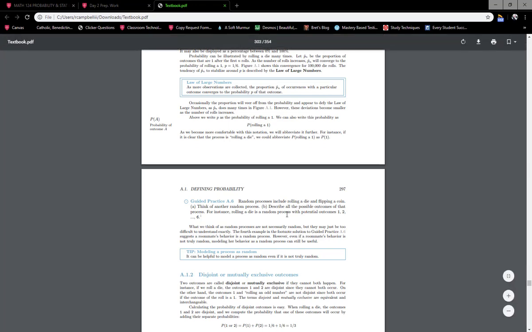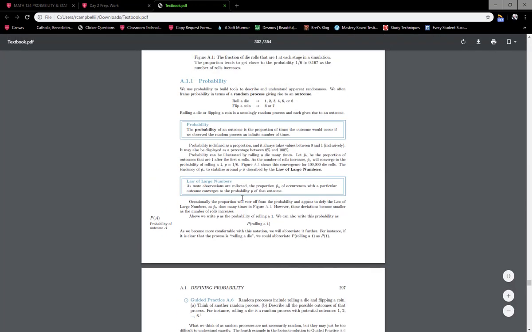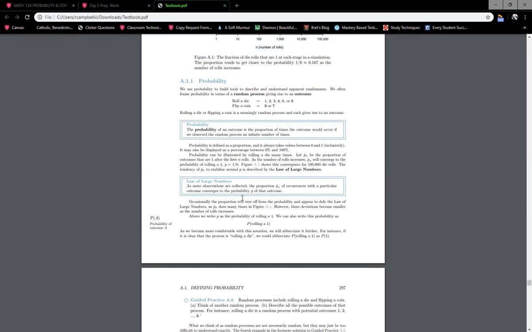The last thing that you should do as you're reading is actively challenging yourself and testing your understanding of what you are reading. So for example, if I am reading in the middle of the page here, probability is defined as a proportion, and it always takes values between 0 and 1 inclusively. Okay, well, what does that mean? Can I have a probability of negative? No, that wouldn't really make sense. Can I have a probability of above 100%? No, that doesn't make sense either, right?